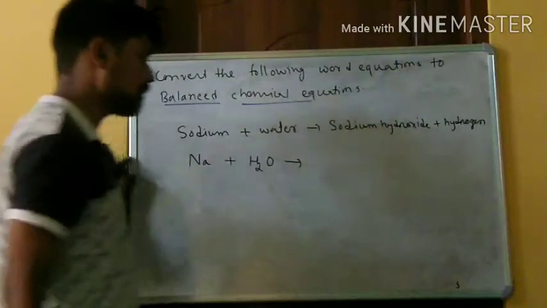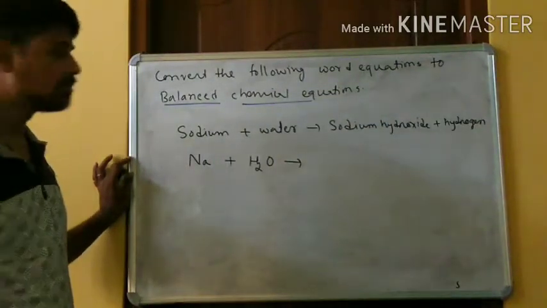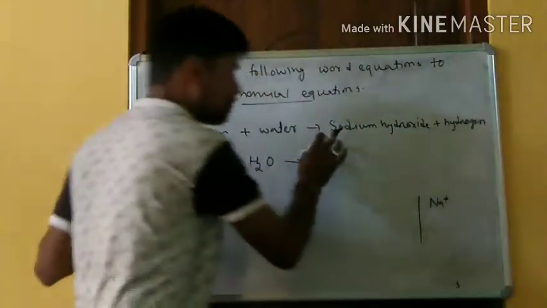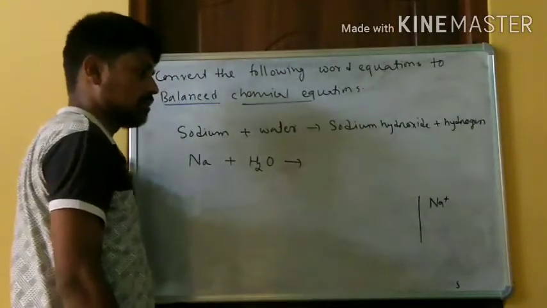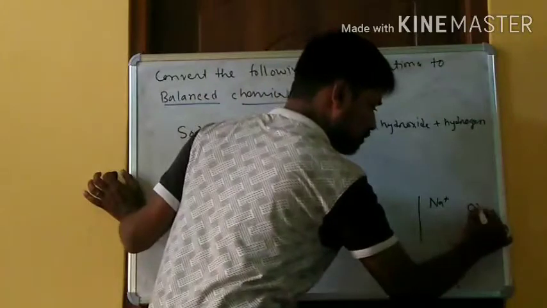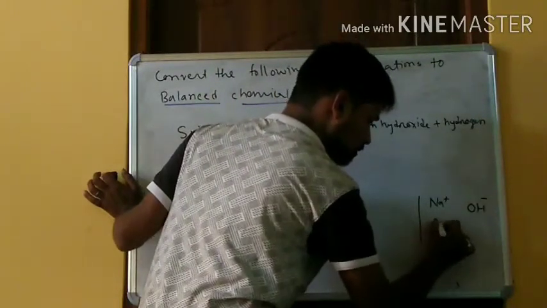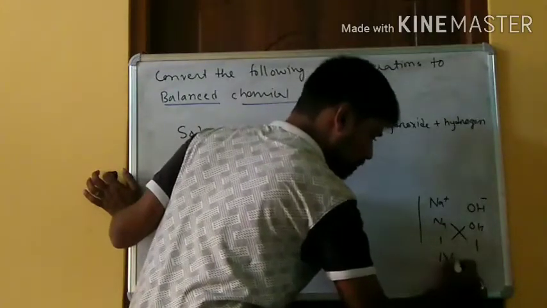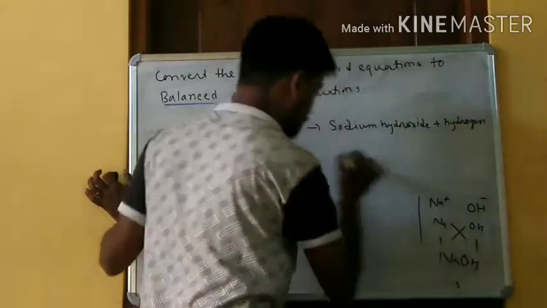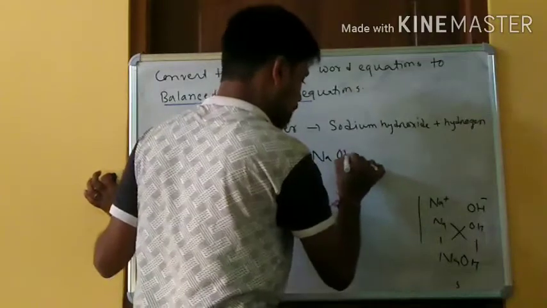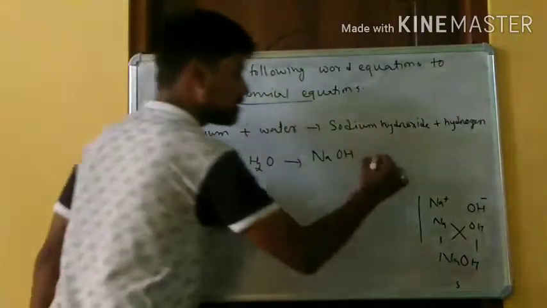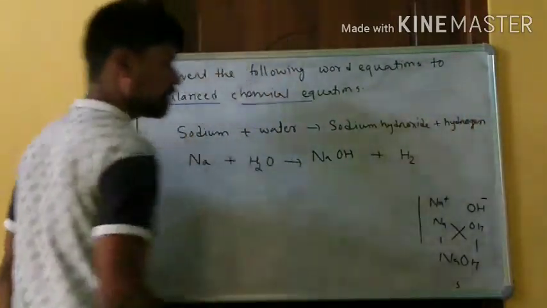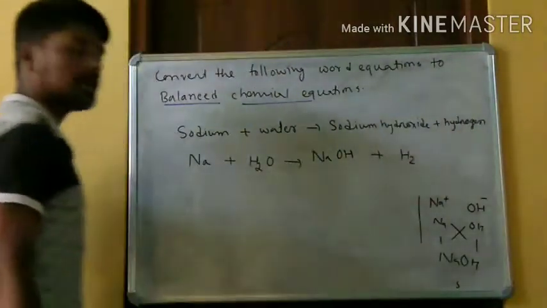Now the formula of sodium hydroxide. Sodium is Na plus. Since it is in combined form, we have to identify the formula. The formula of hydroxide is OH minus. Multiplying them, it becomes NaOH. Write NaOH plus hydrogen. The formula of hydrogen is H2. Since it is not combined, it is single, so we write the elemental form.